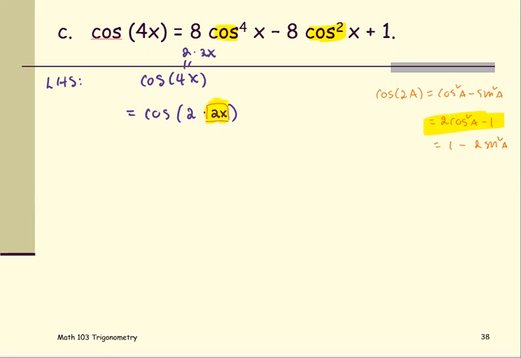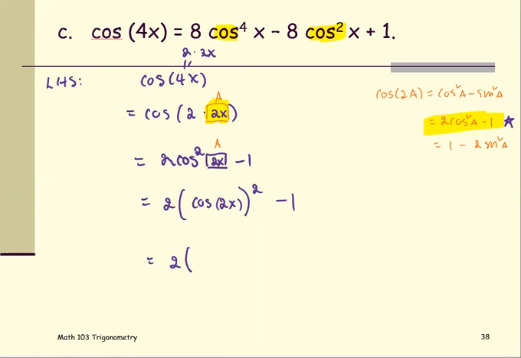Now we're going to treat the 2x as the A. Therefore, the cosine 2A is 2 times cosine square of the A, and the A is the 2x, subtracted by 1. At this point, we still have the double angle in the expression. We treat this as 2 times the quantity cosine 2x squared subtracted by 1 and use this form of the cosine double angle again. Now we have 2 multiplied by the quantity 2 times cosine square x minus 1, quantity squared, minus 1, because we replace the cosine double angle with the terms 2 cosine square x minus 1.